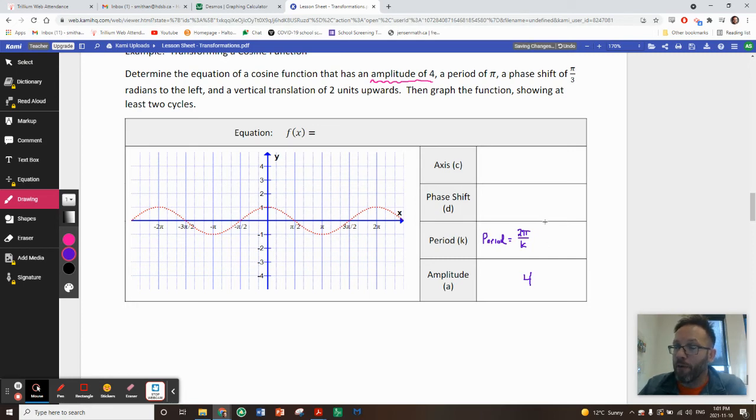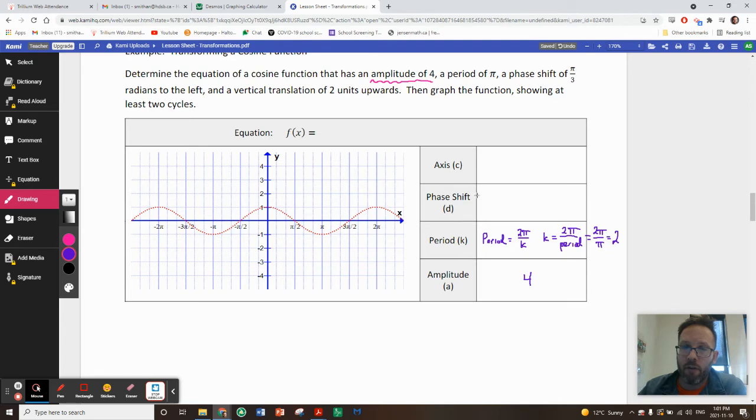What does that mean if we're given the period and we want to find K? Well, if you rearrange that, K is 2 pi divided by the period. And in our case, that's 2 pi divided by pi. So our value for K is going to be 2. So that's how you can find the K value. Divide 2 pi by whatever the period is. So we now have A, we now have K.